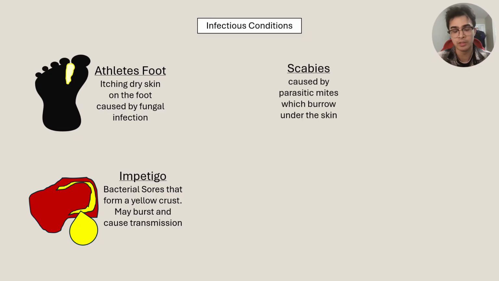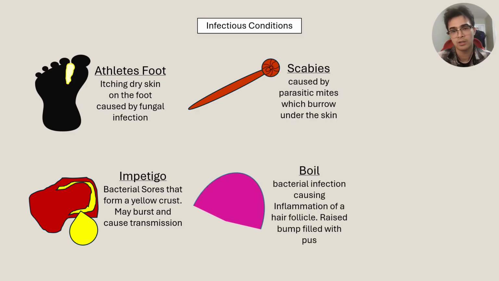Next, we have scabies. This is caused by a parasitic mite, which burrows under your skin and lays eggs. We have the boil next, which is a bacterial infection of a hair follicle. When it becomes infected, it becomes a bump filled with pus.